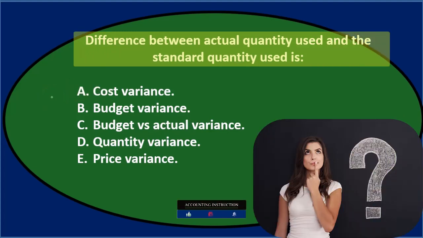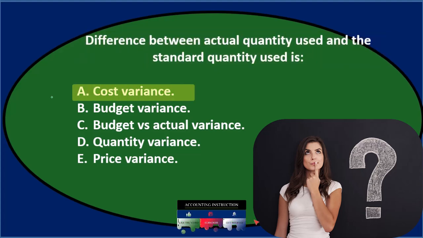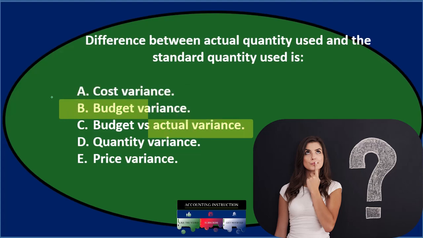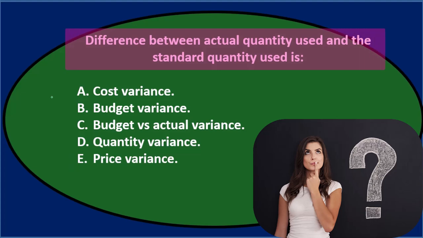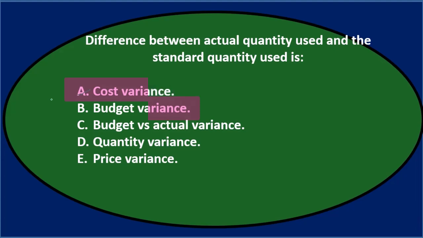Difference between the actual quantity used and the standard quantity used is either A, cost variance, B, budget variance, C, budget versus actual variance, D, quantity variance, or E, the price variance. Go through this again using the process of elimination. Difference between actual quantity used and the standard quantity used is either A, the cost variance. So we're talking about the quantity now, so it doesn't seem like it's going to be the cost because we're talking about units. B says the budget variance, and that sounds like, okay, could be.